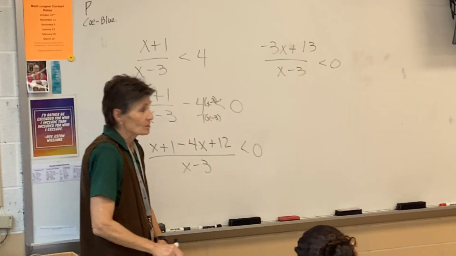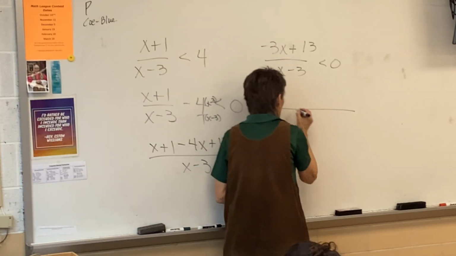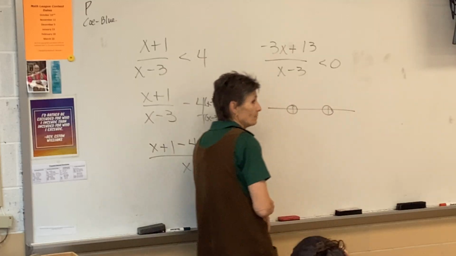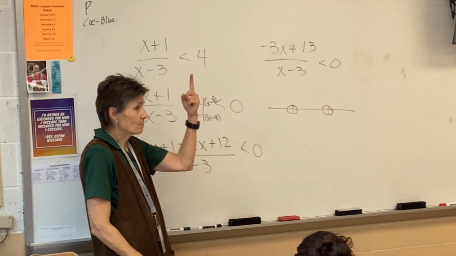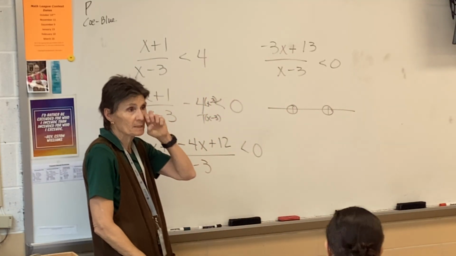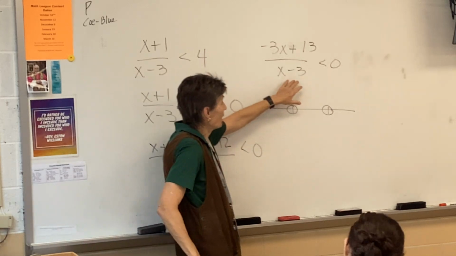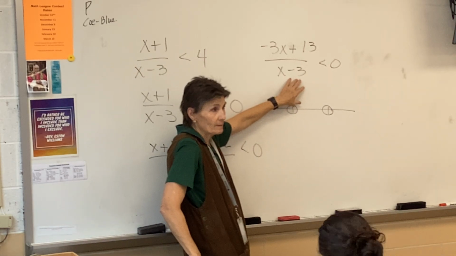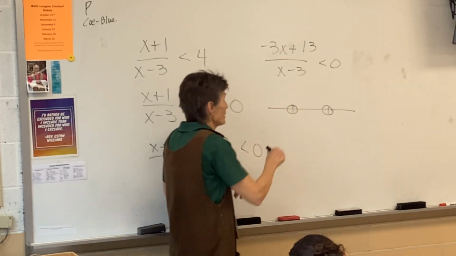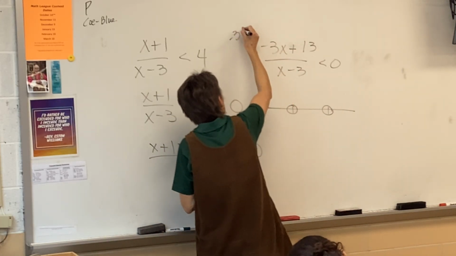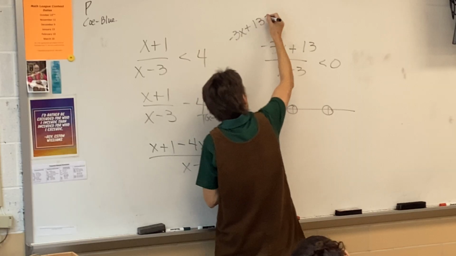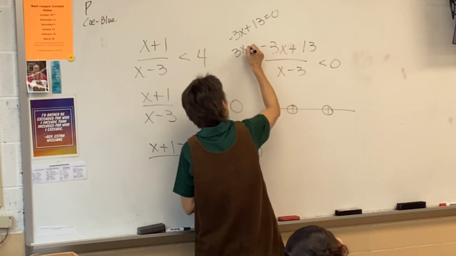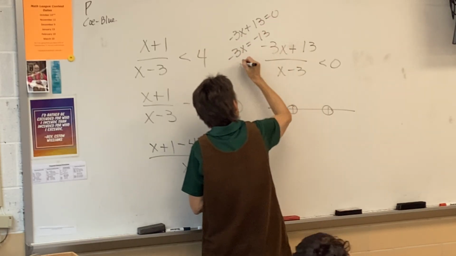Good. So here's my number line, and my number line is going to have 2 dots on it. It's going to have a dot from the numerator, and it's going to have a dot from the denominator. The dot from the denominator is easy, x equals 3, right? Numerator's a little trickier, so when you're in doubt, just set it equal to 0 and solve it.